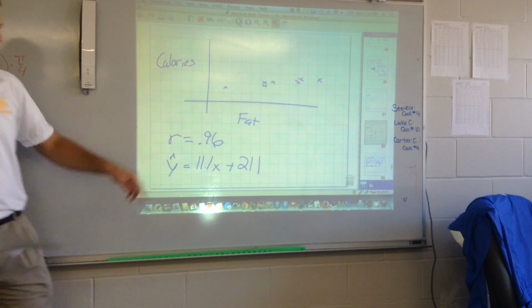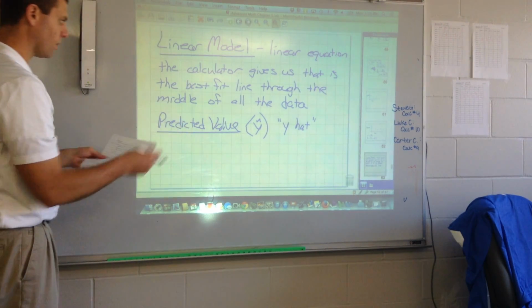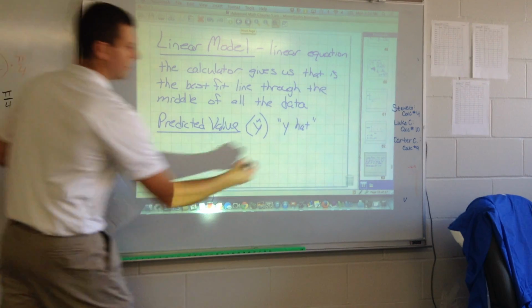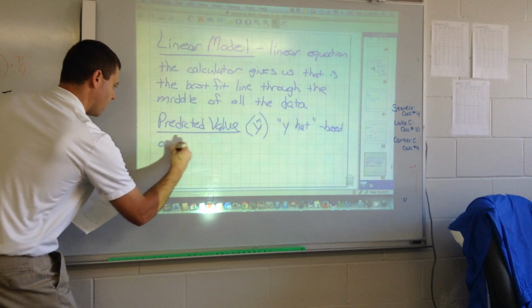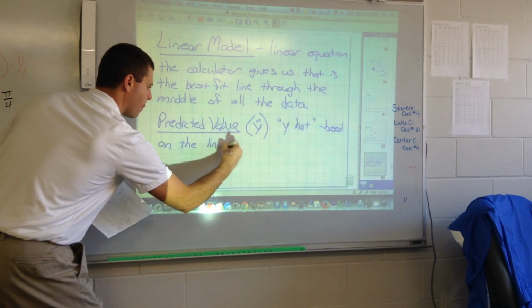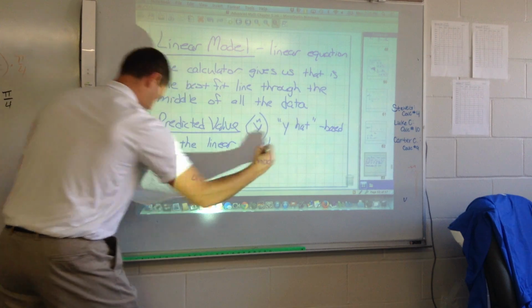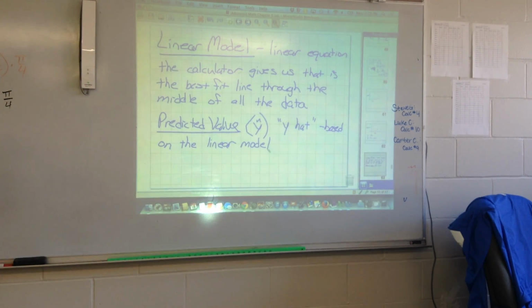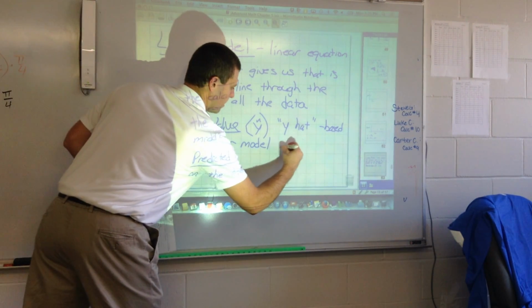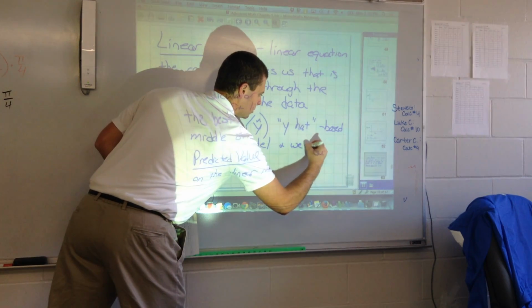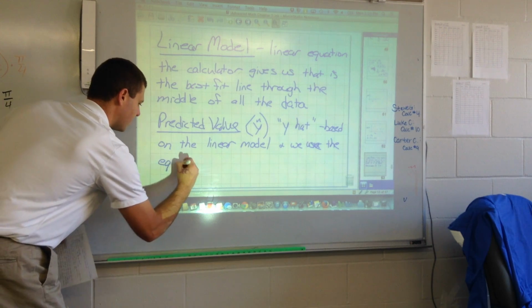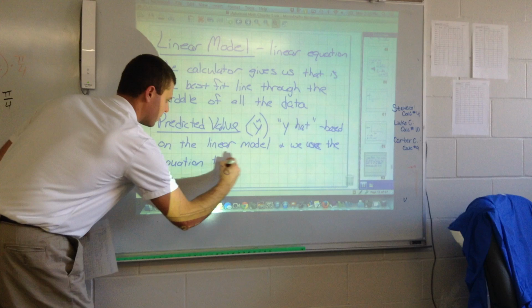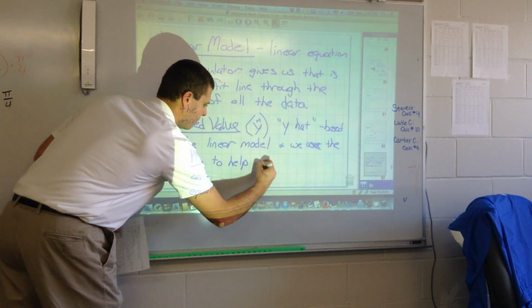So a predicted value, or y hat, is based on the linear model and we use the equation to help us find it.